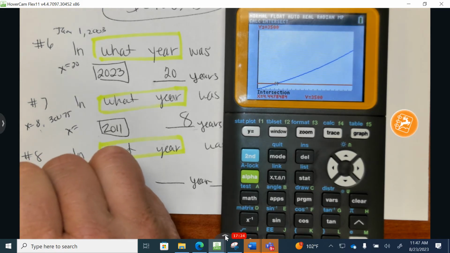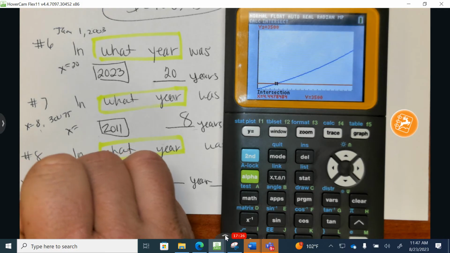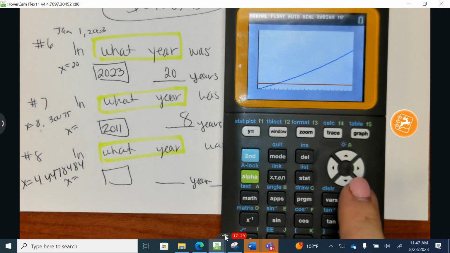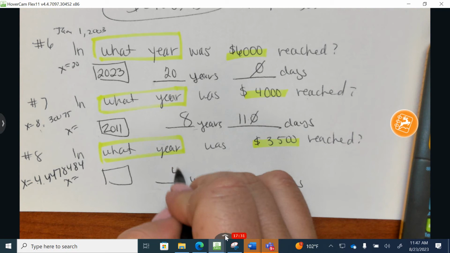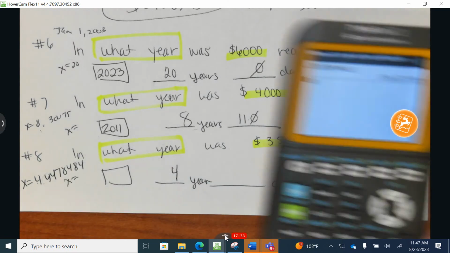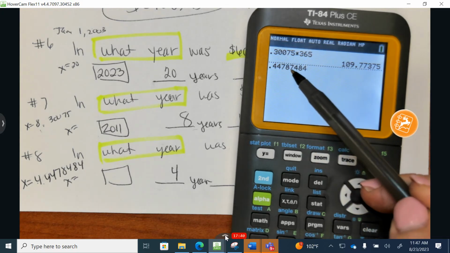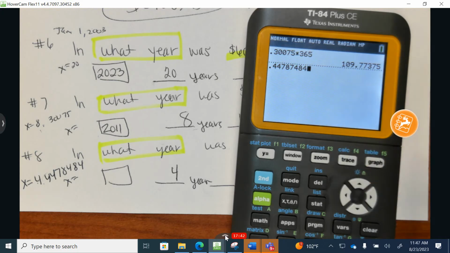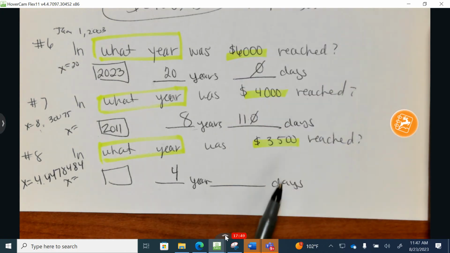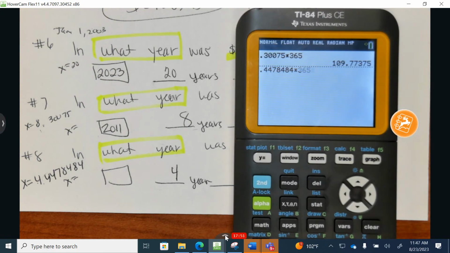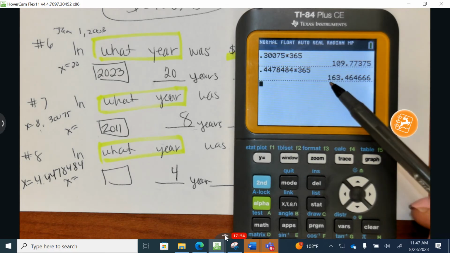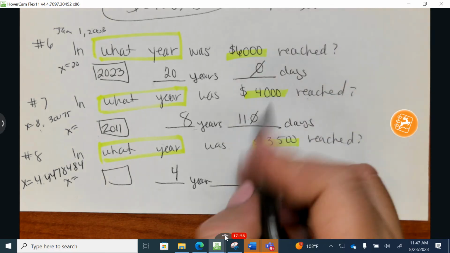X equals 4.4478484. What does that mean? That means there is exactly 4 years, and then this additional part, 0.4478484. I'm going to take that times 365 because there are 365 days in a year. And we'll round this to the nearest whole number, making it 163.